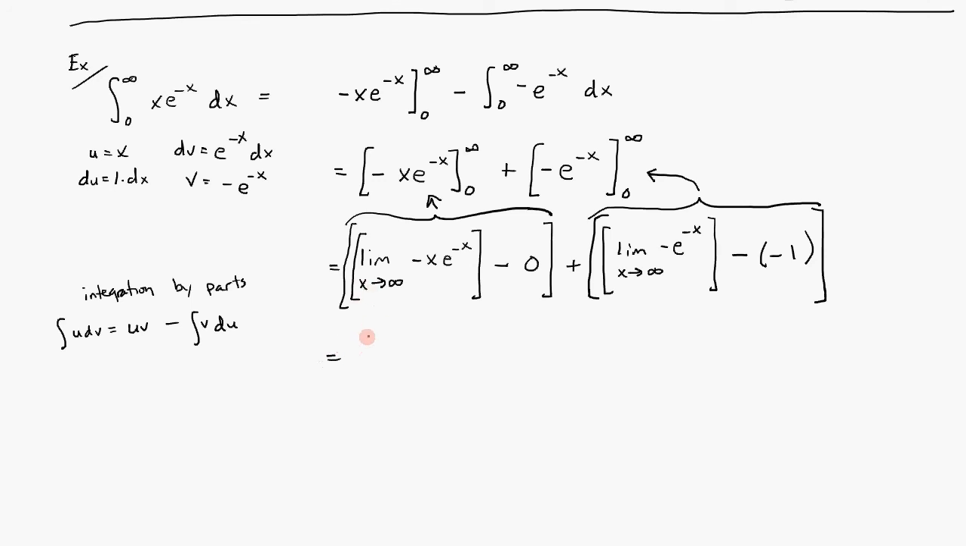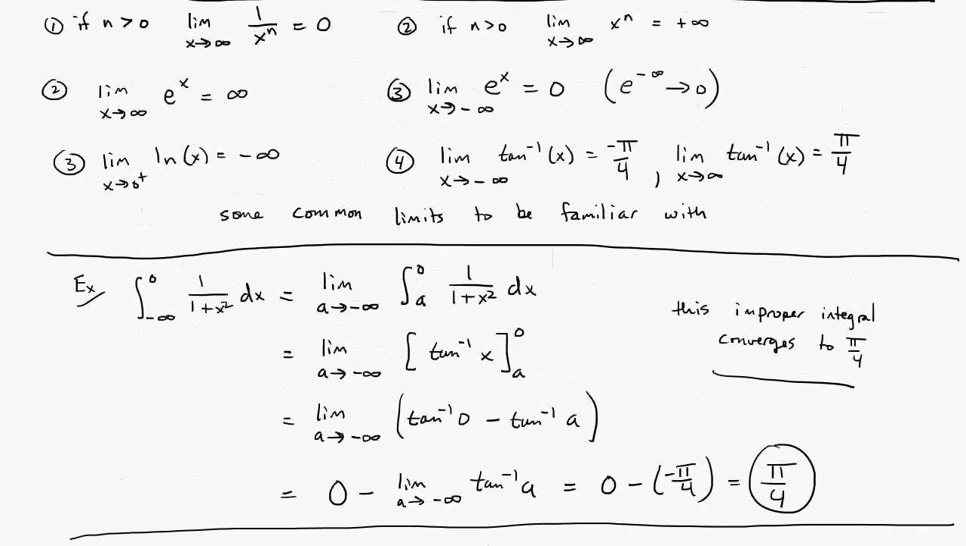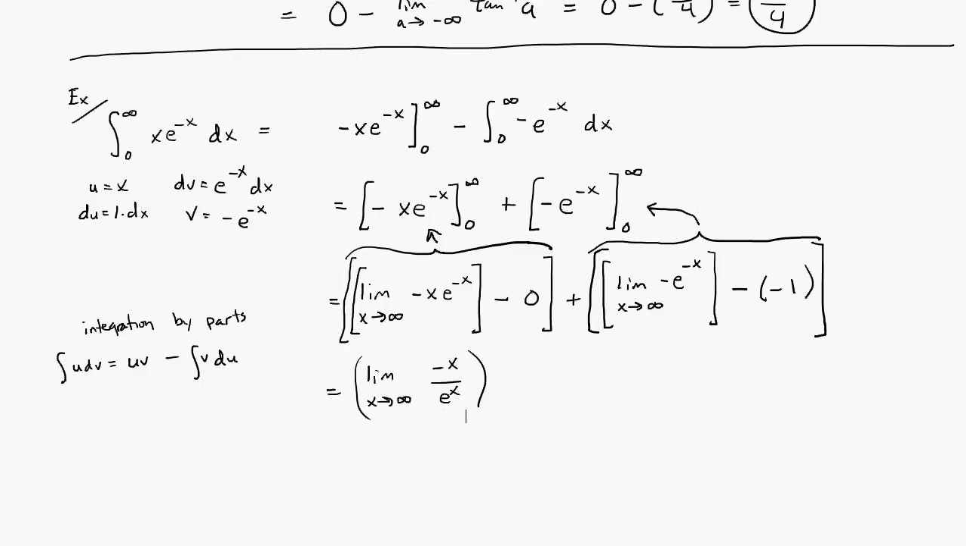Okay, so let me rewrite this as a fraction. The negative exponent I can bring down. So that's the limit as x goes to infinity of minus x over e to the x, and that's just 0. Okay, so as x goes to infinity, so this is e to the minus infinity, which we know from above goes to 0. So this whole thing goes to 0, and then minus 1 becomes plus 1.